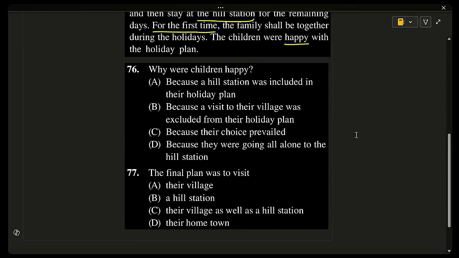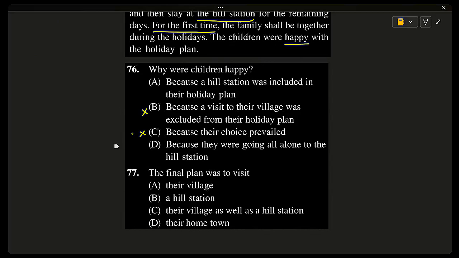Yes, 76th one. Why were children happy? Because a hill station was included in their holiday plan. Yeah, maybe correct, because children wanted to go to the hill station. But let us go through the other options. Because a visit to their village was excluded from their holiday plan. No, it is not excluded. The village is there in the holiday plan. Because their choice prevailed. No, actually, their choice prevailing means they want to go to only the hill station, not the village. So this is not the answer.